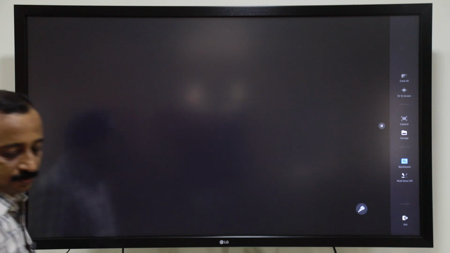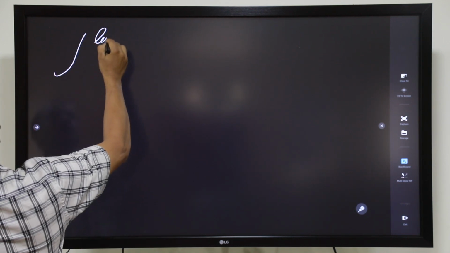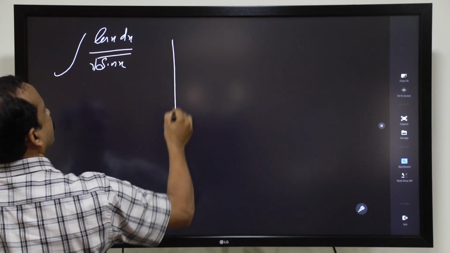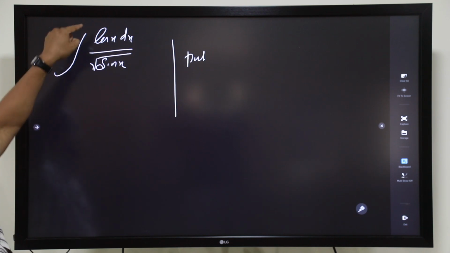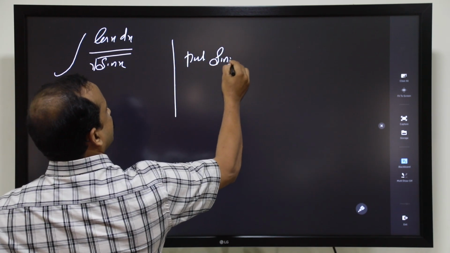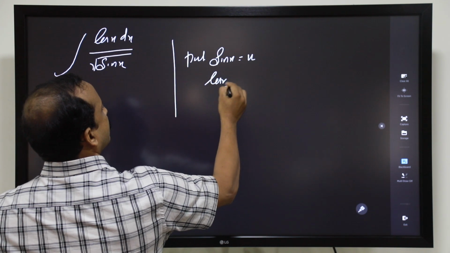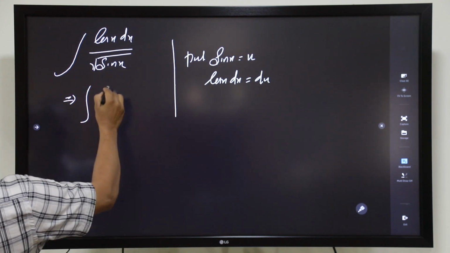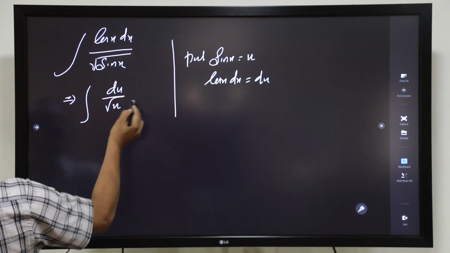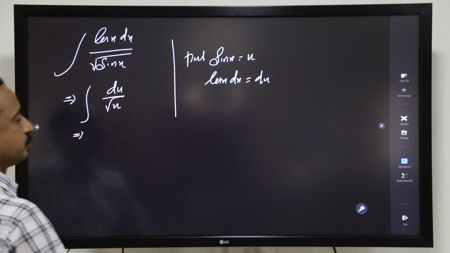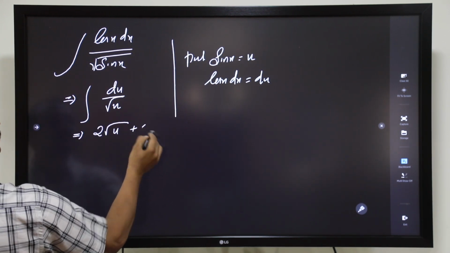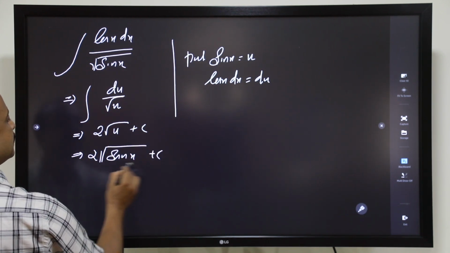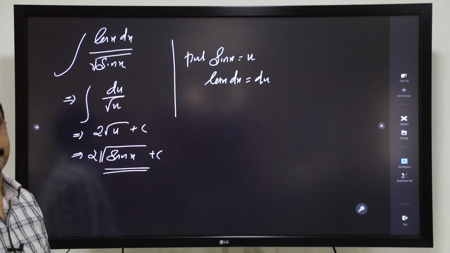One more question. Integral of cos x dx divided by root of sin x. Here also f(x) is sin x and its derivative is cos x. Put sin x = u and its derivative cos x dx = du. That implies the integral of du divided by root u. The integral of 1 by root u is 2 root u plus c, which implies 2 root of sin x plus c. That's all.